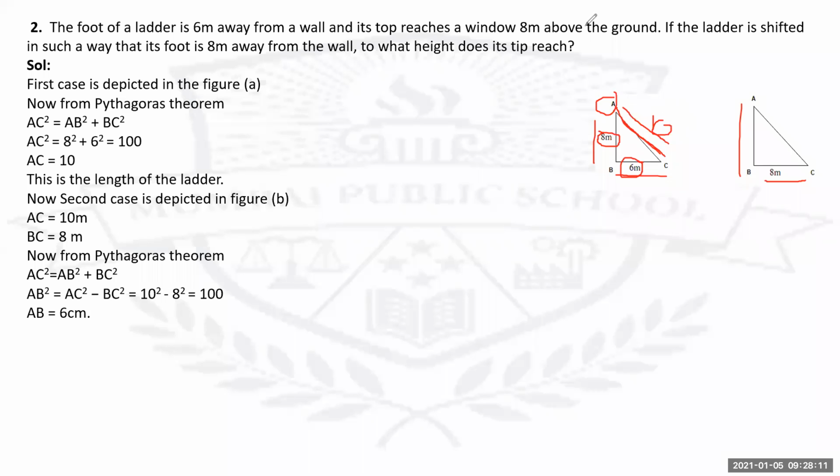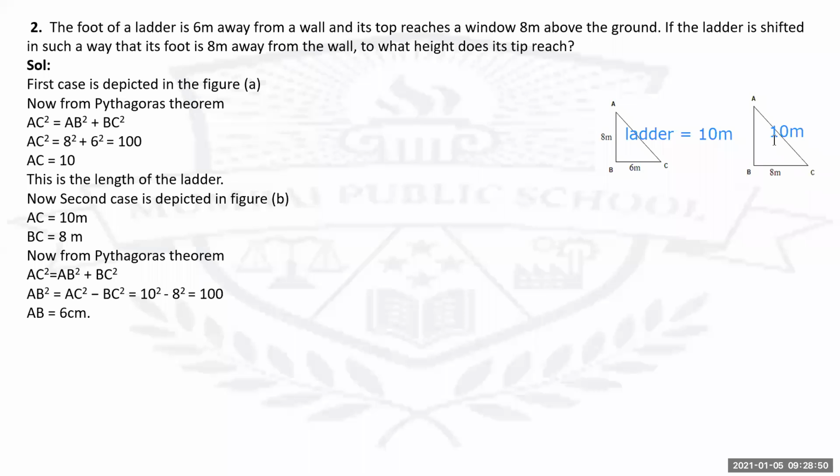Is this clear to all the students? Your hypotenuse is nothing but the ladder. So this ladder in the second condition is also going to remain the same, that is 10 meters. Now check triangle ABC in the second condition. You have got hypotenuse as 10.